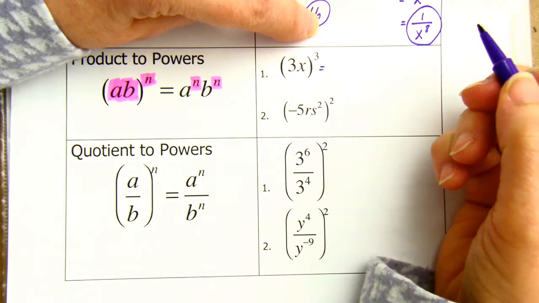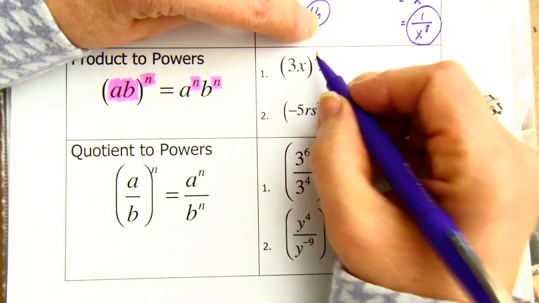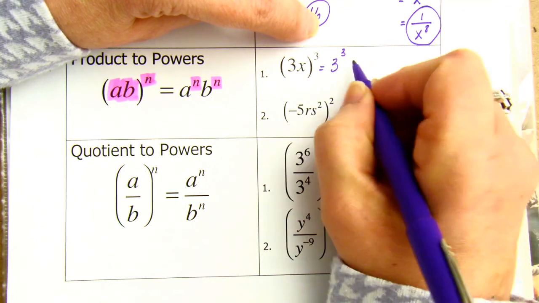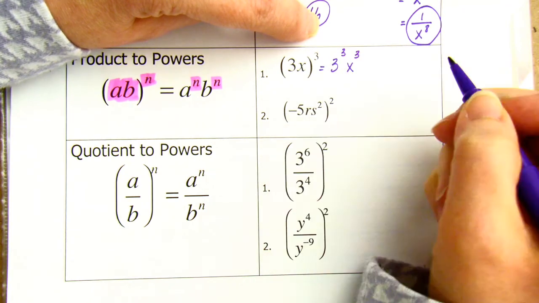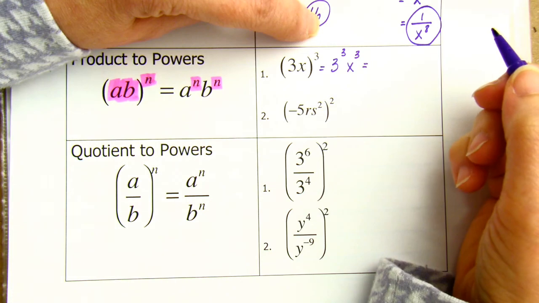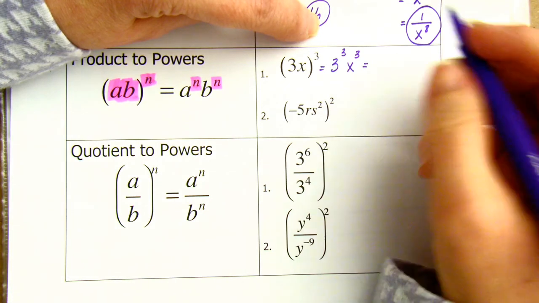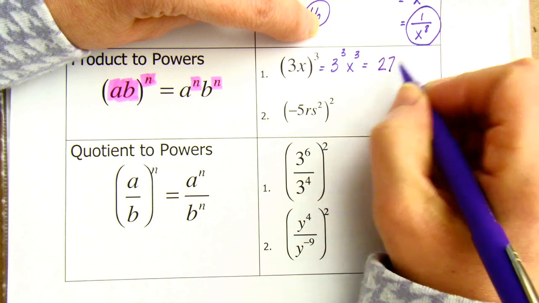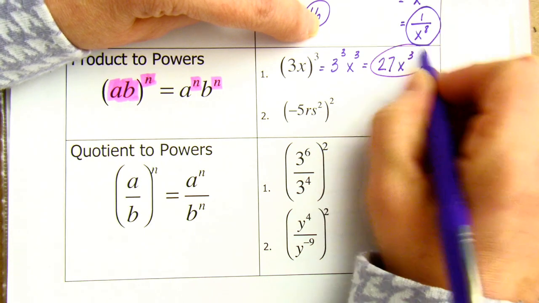So if I use that same rationale, 3x raised to the power of 3 is 3 raised to the power of 3 times x raised to the power of 3. 3 cubed is 27. And x to the power of 3 is simply x to the power of 3.